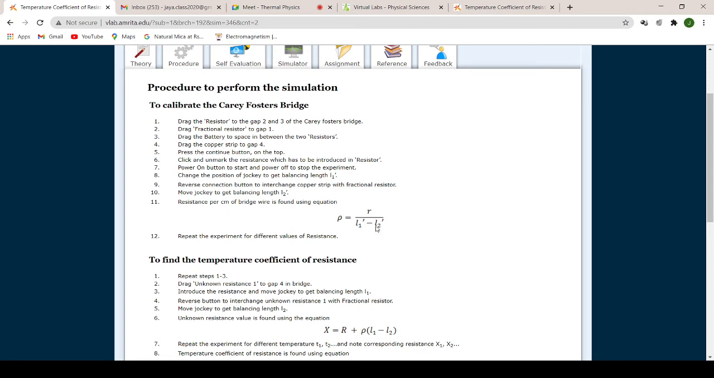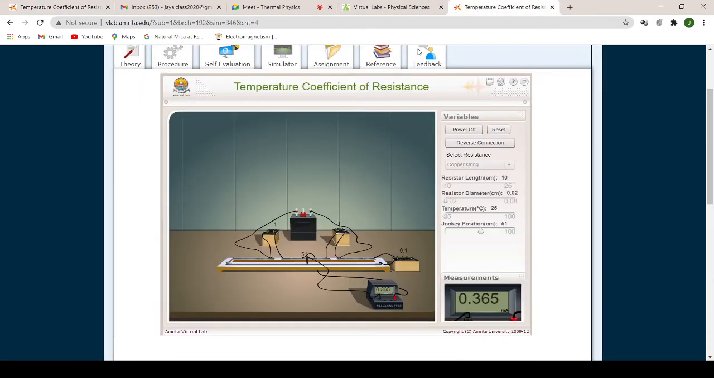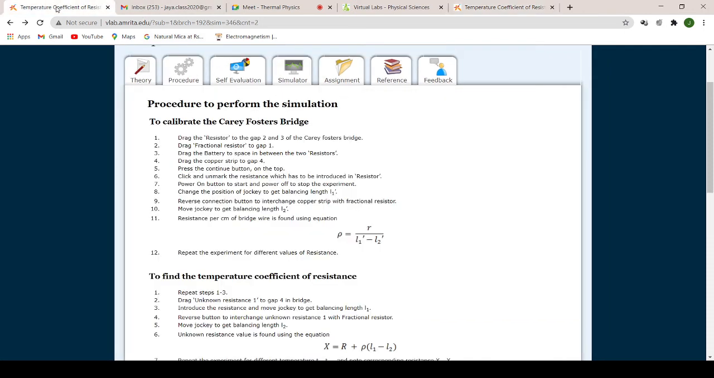Okay. So, rho is equal to R by L1 dash minus L2 dash. What is this R? R is your fractional resistor that you had taken. Yeah, R is your fractional resistor value that you had taken, which is equal to 0.1. So, these resistor values are just 1 ohm, whereas the fractional resistor value is about 0.1. So, that you have to substitute in the formula and find out what rho is equal to.